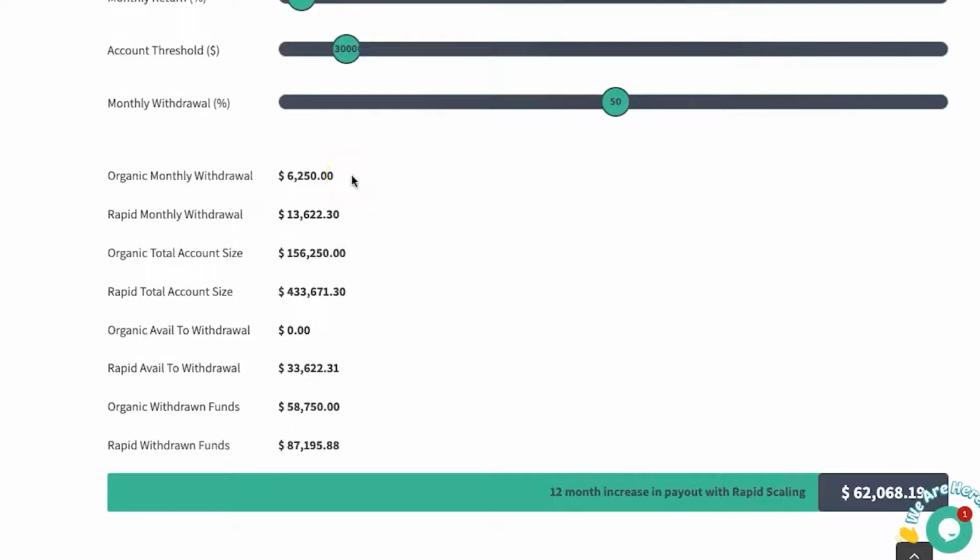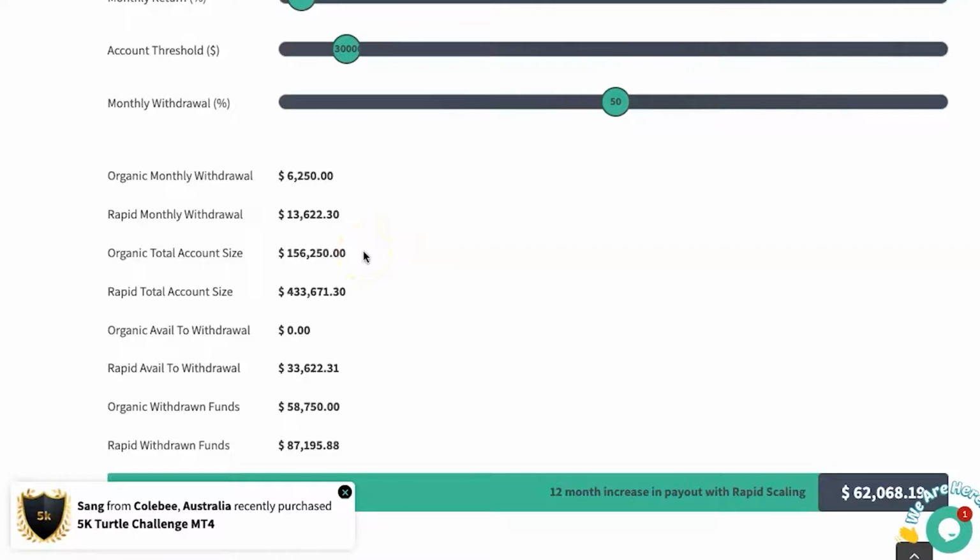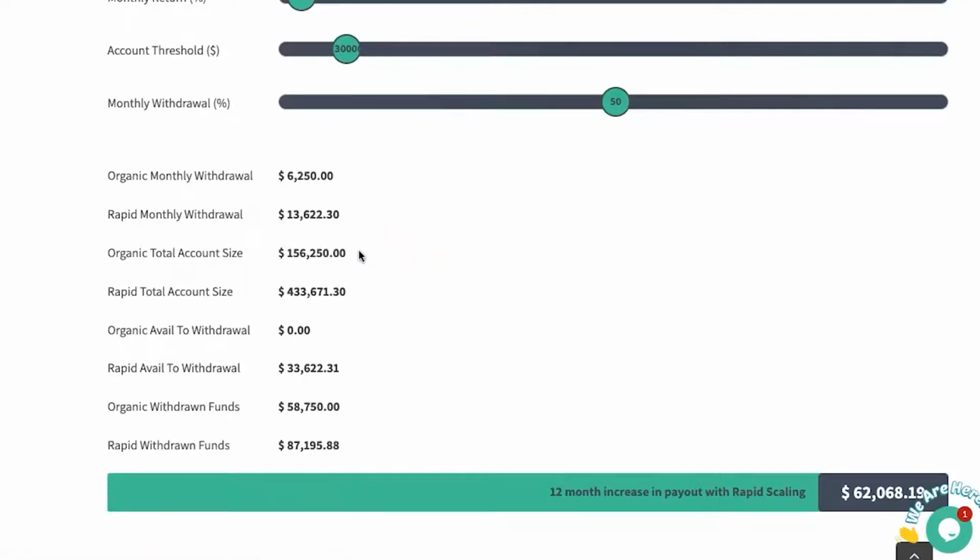The organic monthly withdrawal is the amount that the trader on the organic plan would be withdrawing after 12 months. The rapid monthly withdrawal, remember they're only withdrawing 50% of their profits. They're leaving some in there to compound and for us to add extra funds to. With the rapid plan, if the trader withdraws funds, we'll withdraw our profit share as well. The organic total account size is the account size that it would reach after 12 months. So with the organic, you can see that the account size has gone from 100,000 to 156,250, while the rapid has gone to 433,671.30.